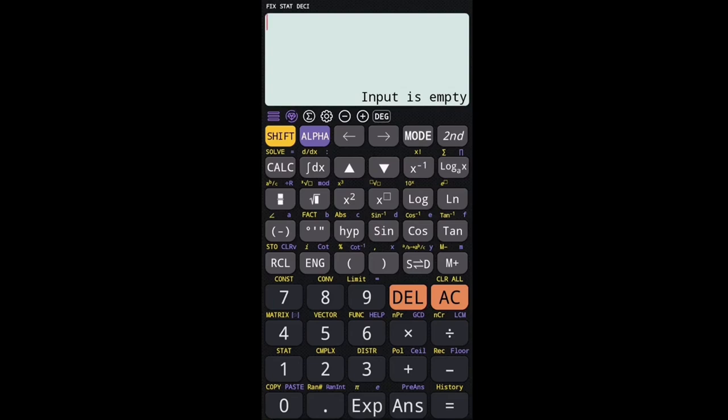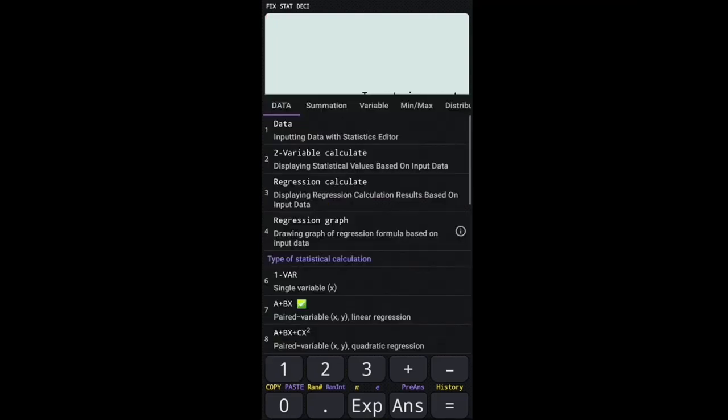So now what you want to press is Shift 1, right? When I press Shift 1, this menu pops up. So we have a few options here. I'm going to press option 3. It says regression calculate, right? And then on the normal calculator, we just have REG for regression, right? So on the normal calculator, you're going to press 5.